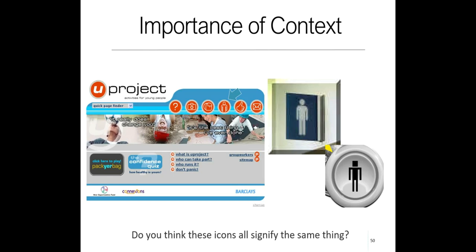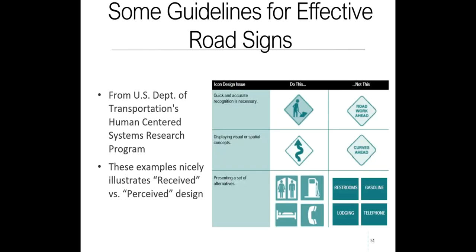There's been some really good designs for guidelines for things like how to make effective road signs. And this is from the U.S. Department of Transportation's Human-Centered Systems Research Program. This is from some fairly extensive documentation looking at what makes an effective road sign. So these examples nicely illustrate the received versus perceived design.